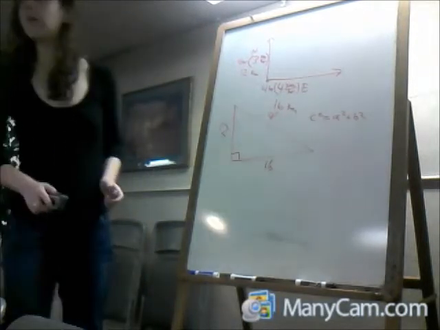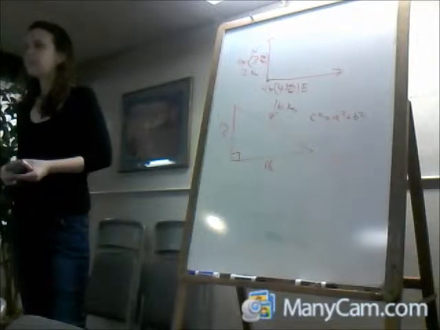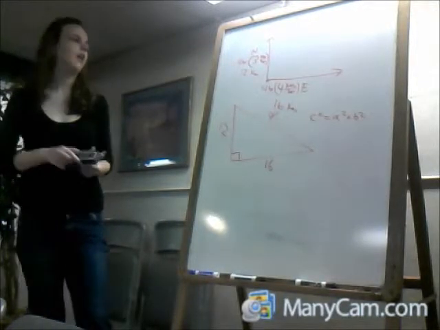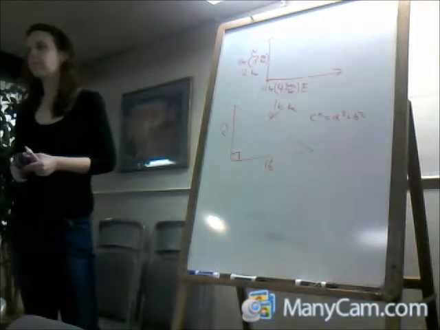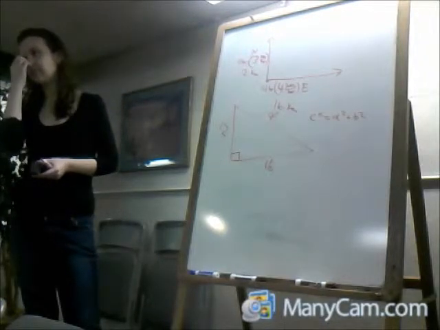There's a faster way to do it, though. There's a 3, 4, 5 right triangle. If you memorize it, the two legs are 3 and 4, and the hypotenuse is 5. Then if you see, they're just multiples of 3.